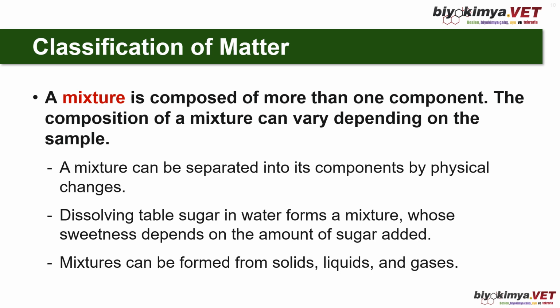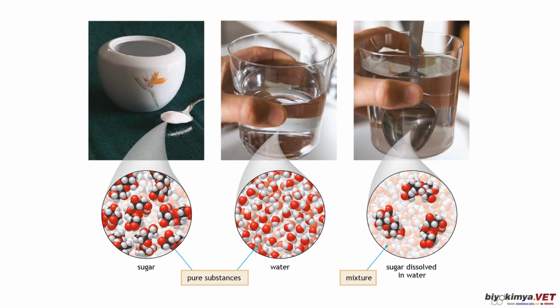Mixtures can be formed from solids, liquids, and gases. Along with the content of mixtures, there are changes in many of their properties, such as density, appearance, freezing, and boiling points. In this image, you see sugar and water as pure substances, and one is solid and the other is liquid. Solid sugar, liquid water. And when we add sugar to water, we get sugar water, which is a mixture.